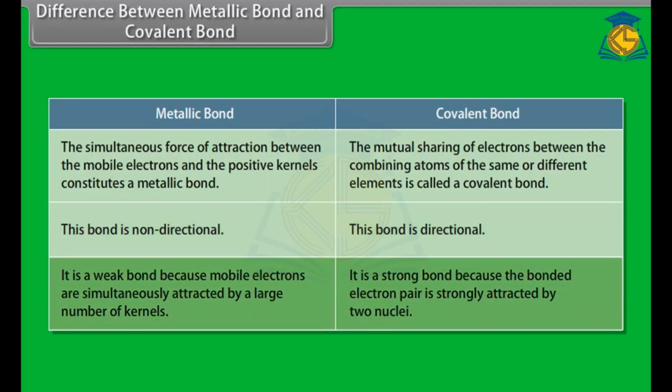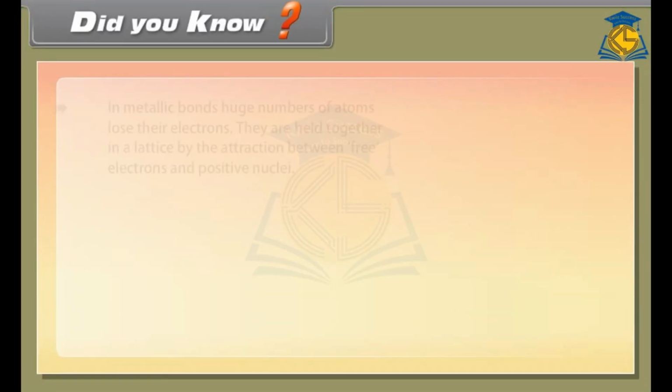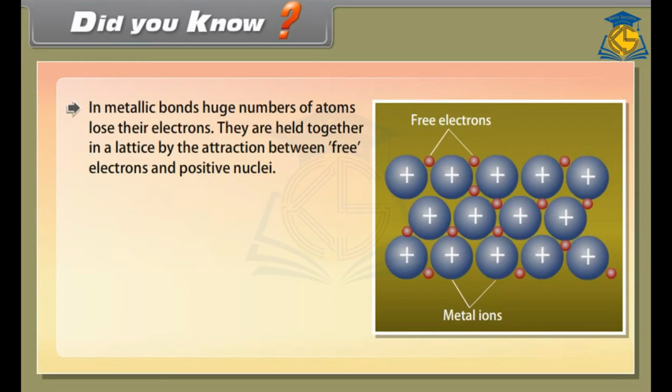Metallic bond is a weak bond because mobile electrons are simultaneously attracted by a large number of kernels, whereas covalent bond is a strong bond because the bonded electron pair is strongly attracted by two nuclei. Did you know? In metallic bonds, huge number of atoms lose their electrons. They are held together in a lattice by the attraction between free electrons and positive nuclei.